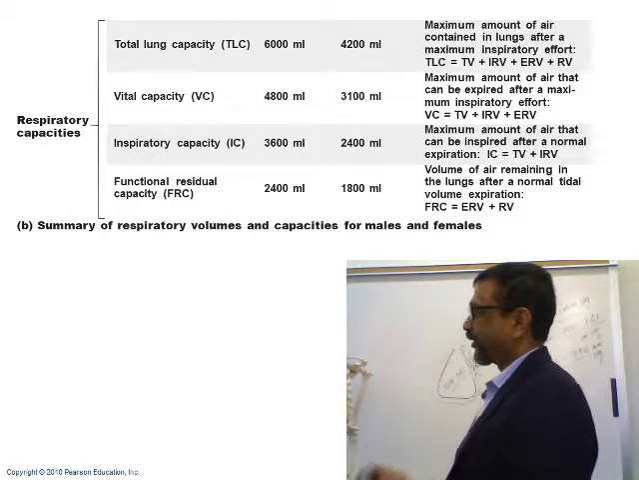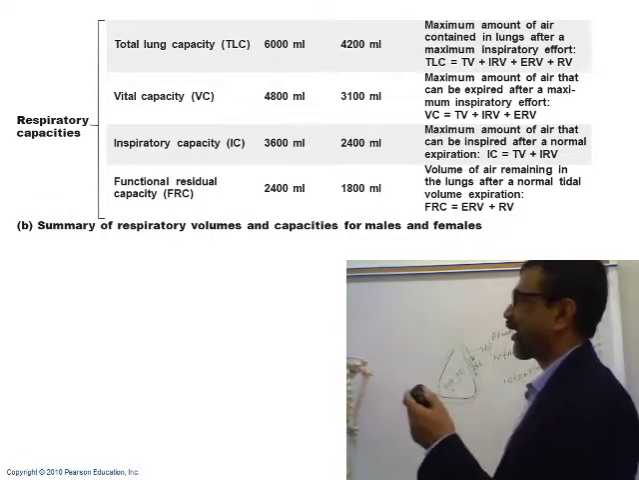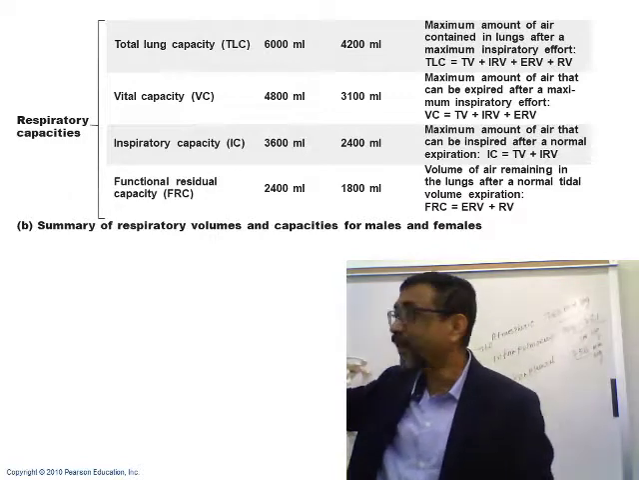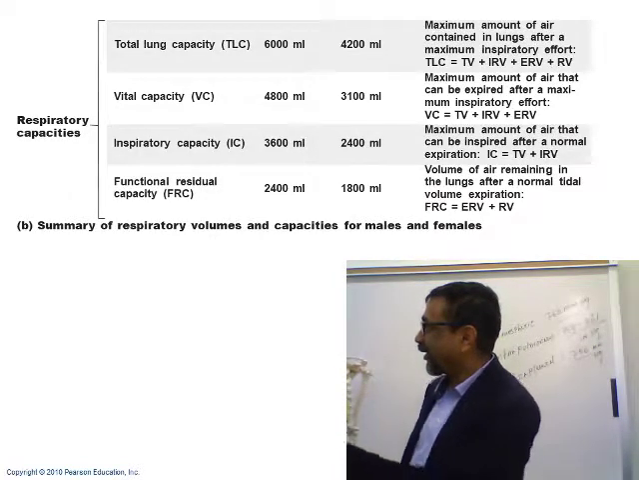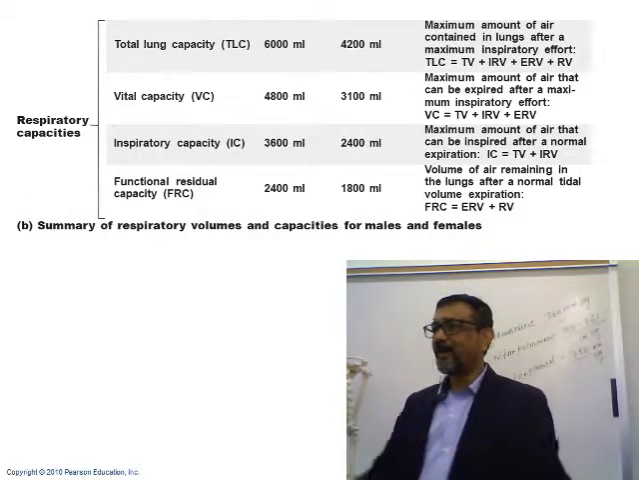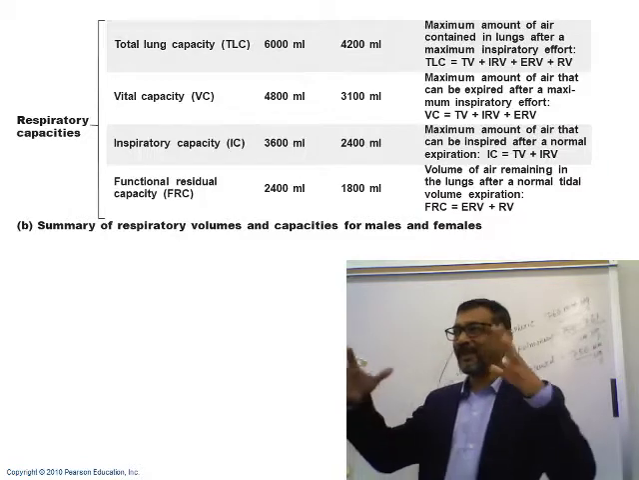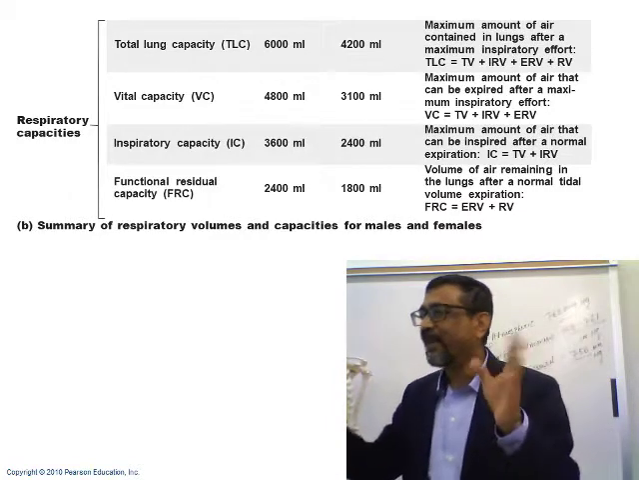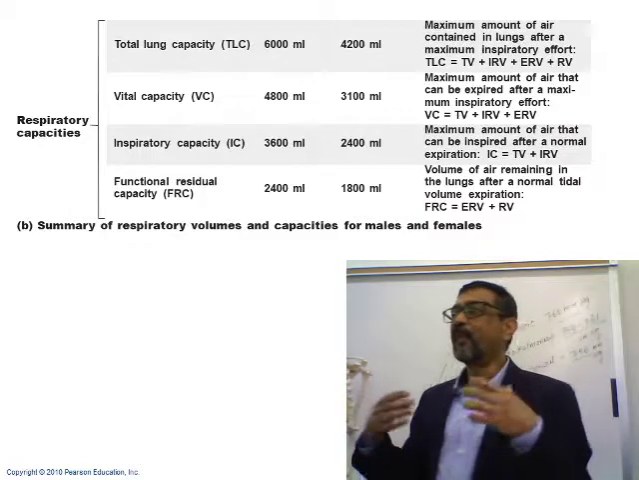And functional residual capacity is the volume of air remaining in the lung after normal tidal volume expiration. So 2 things here. You see, this is functional residual capacity, and before you got residual volume. Residual volume, you already know, if I try to forcefully expire all the air out, still some air remains in the lung, right? That is the residual volume. And functional residual capacity is the volume of air that remains in the lung after normal expiration, not forceful. So always that is happening. You are doing normal expiration, and after that how much volume is remaining in the lung. So these are the capacities.